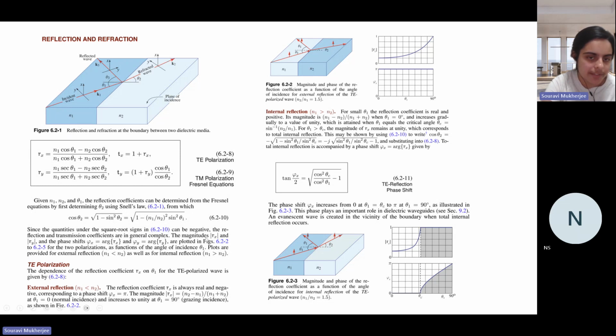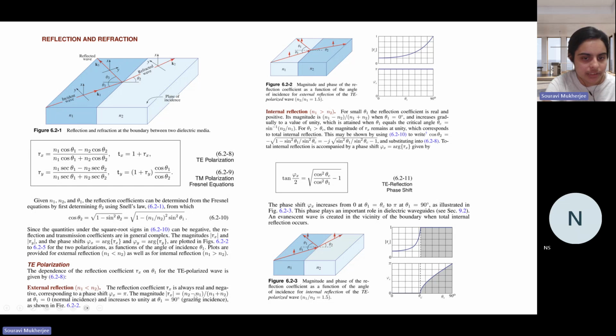So in general, you will have some magnitude of Rx, you'll have some phase shift because of Rx, and similarly for Ry. Now let us look at the case for TE polarized light. Okay, so transverse electric waves. And in this case, there can be two cases. Depending on how your n1 and n2 are, different cases can arise, right? So if your n1 is less than n2, if you put these values here and simplify, you would see that the reflection coefficient is always real, and negative. And that corresponds to a phase shift of pi because it's negative. So that corresponds to a phase shift of pi.